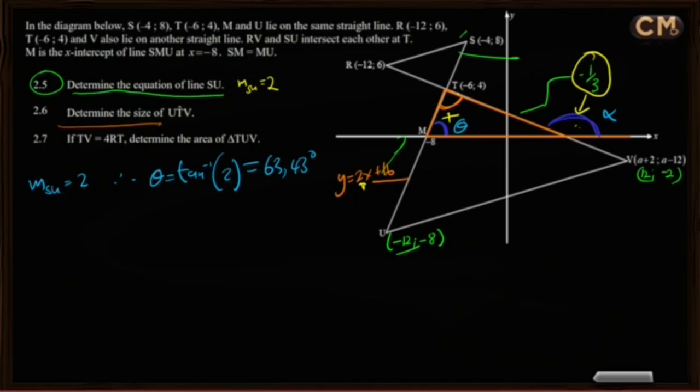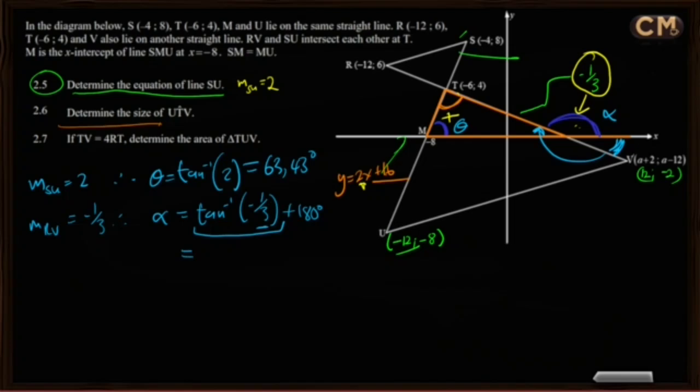63.43 degrees. Now if we do the same thing with alpha, we can say that the gradient of RV is equal to negative 1 over 3. Therefore, the alpha angle we have is equal to the inverse of tan applied to negative 1 over 3, and then we'll just add 180 degrees. That way, we use the negative gradient as is and we don't use a reference angle. What we'll get is a negative angle out of this, which is going to give us this angle over here. Therefore, we just add 180.